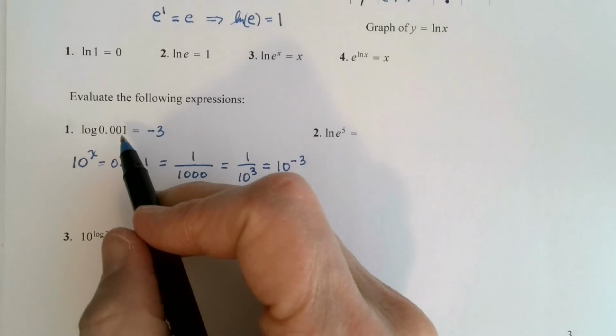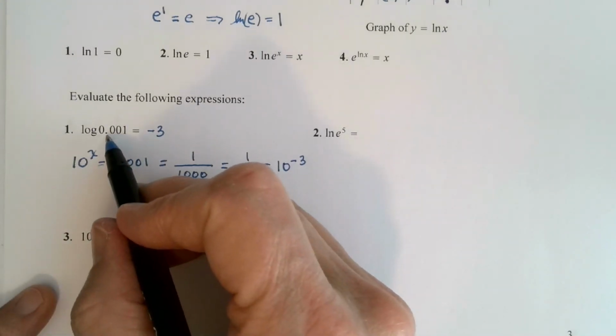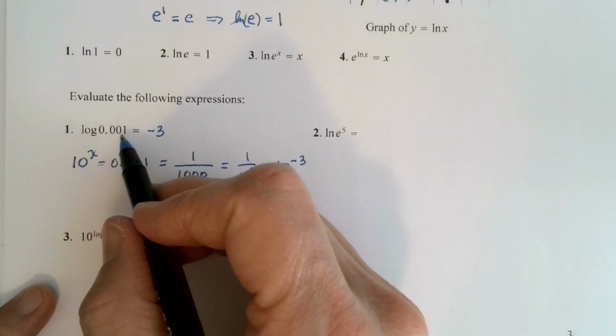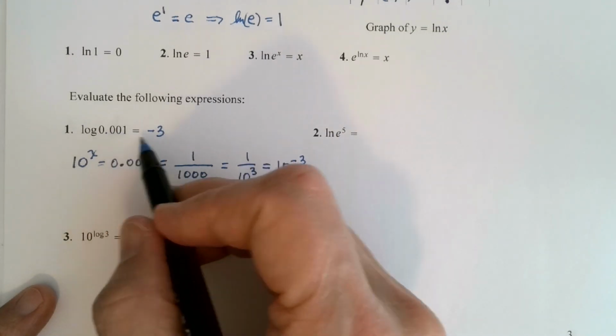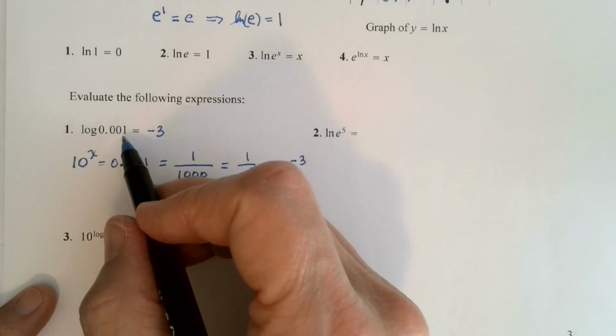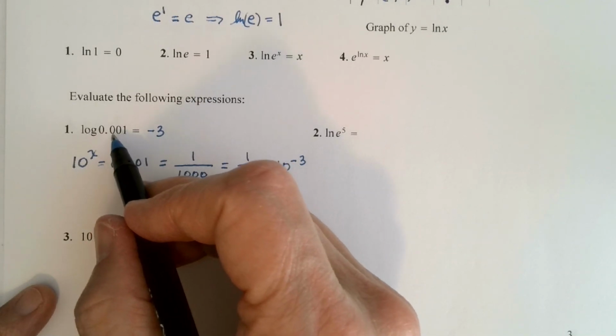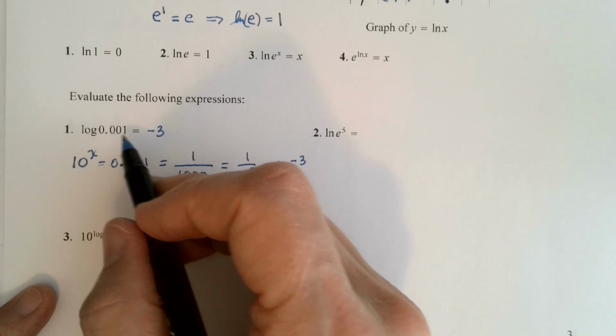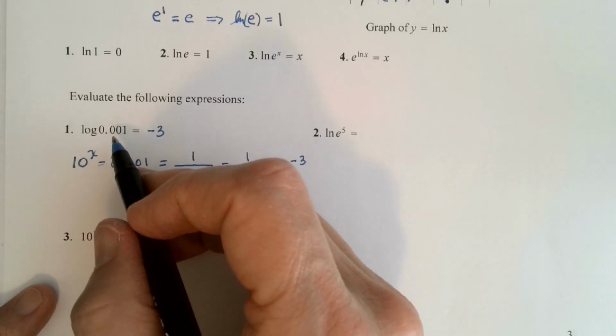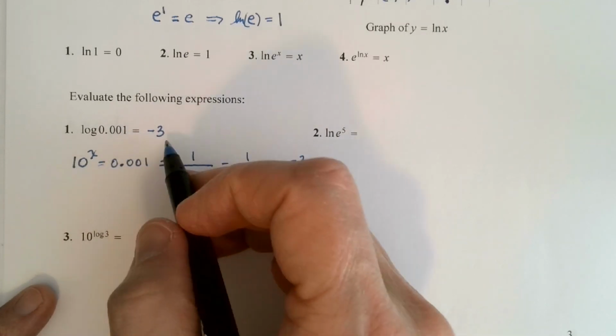And you can kind of think what's going to happen. What if it was 0.0001? The 1 would be in the fourth decimal place. Well, it's going to be negative 4. So it's whatever position. If it's 0.1, log of 0.1 is negative 1. Log of 0.01 is negative 2. Log of 0.001 is negative 3, and so on.